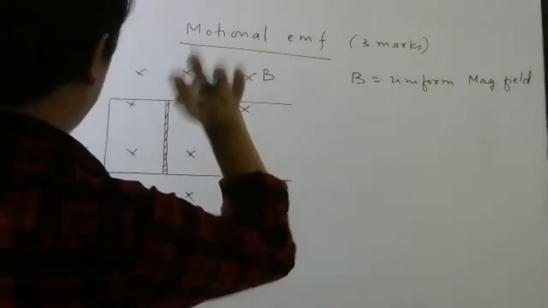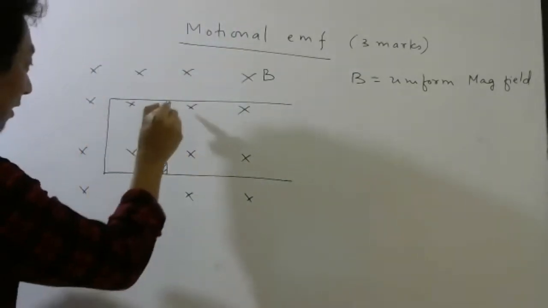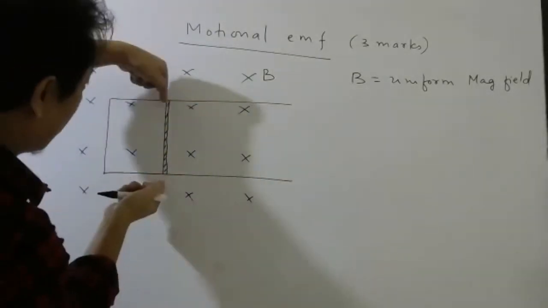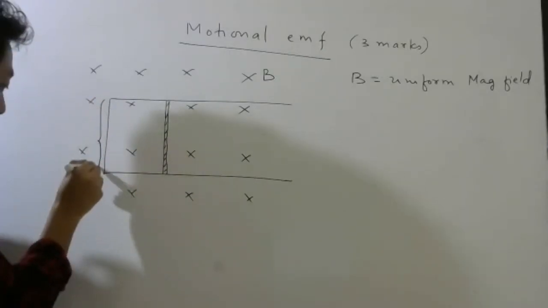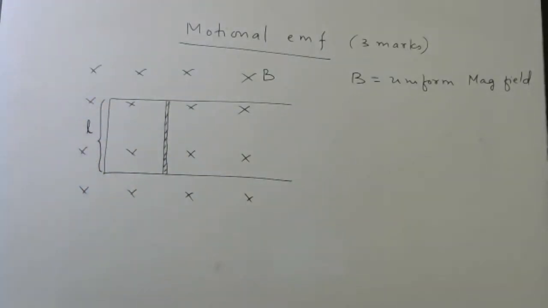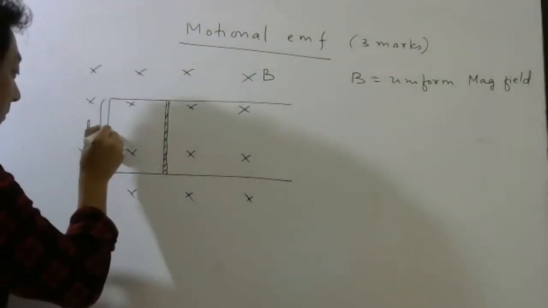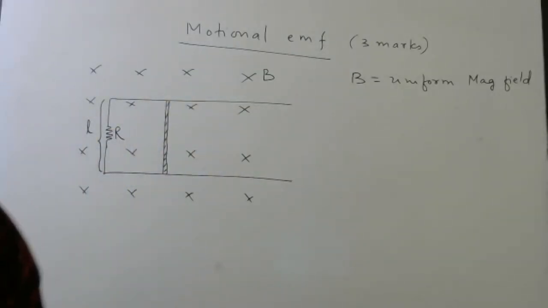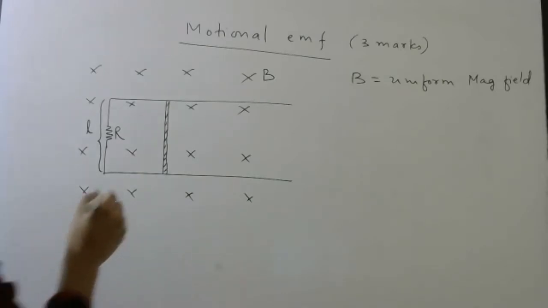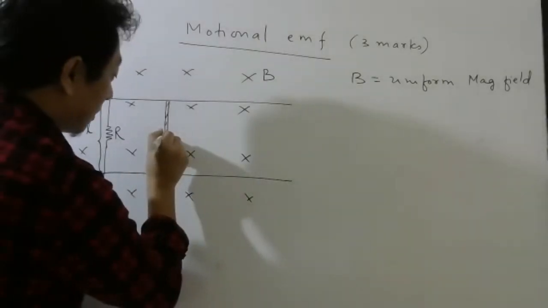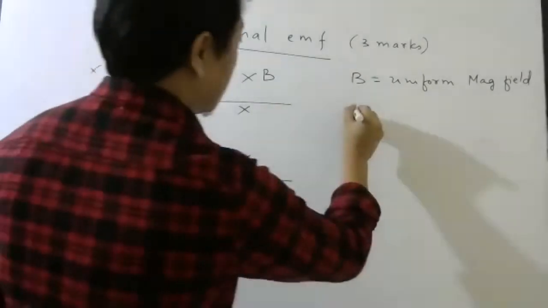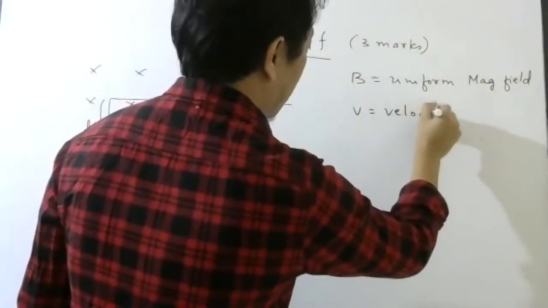Some magnetic field is there, and let us say the length of this conductor is L. I can show you here. So this is L. Okay. Let us put a resistor here, R. Now, what I'm going to do is move this slider with a velocity V. So V is the velocity of the rod.